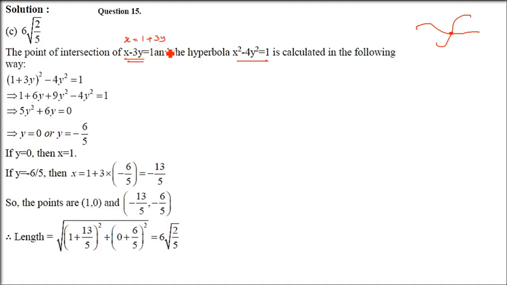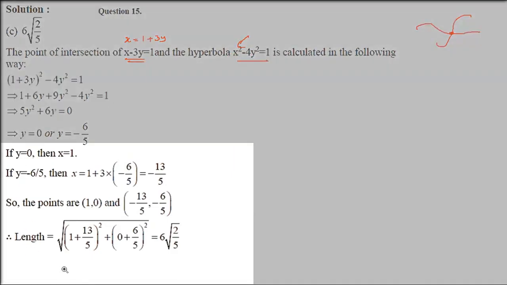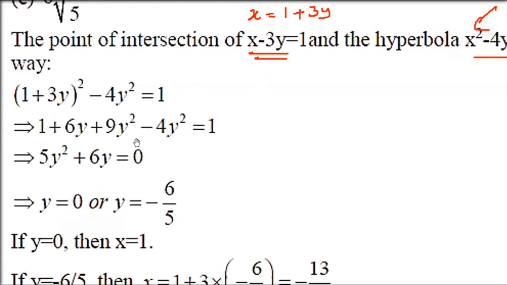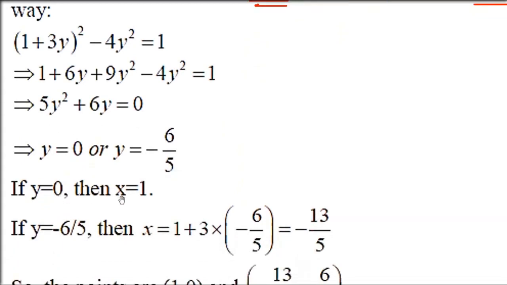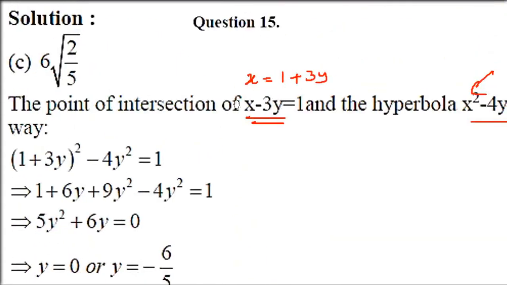Now put this x equals 1 plus 3y here. In place of x, put 1 plus 3y. And whatever result you are getting gives the intersection points. So 1 plus 3y I am putting. There will be a quadratic type of equation. It's not actually quadratic, because you can take 5y common. So y equals 0 or 5y plus 6 equals 0. So y is 0 or y is minus 6 by 5.